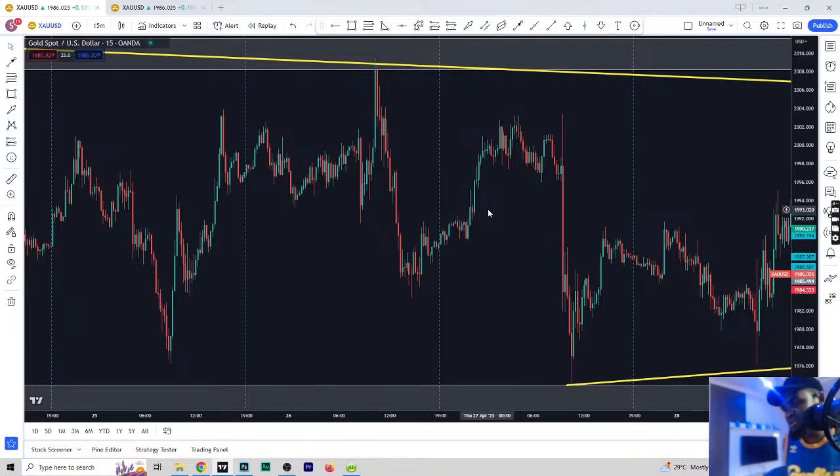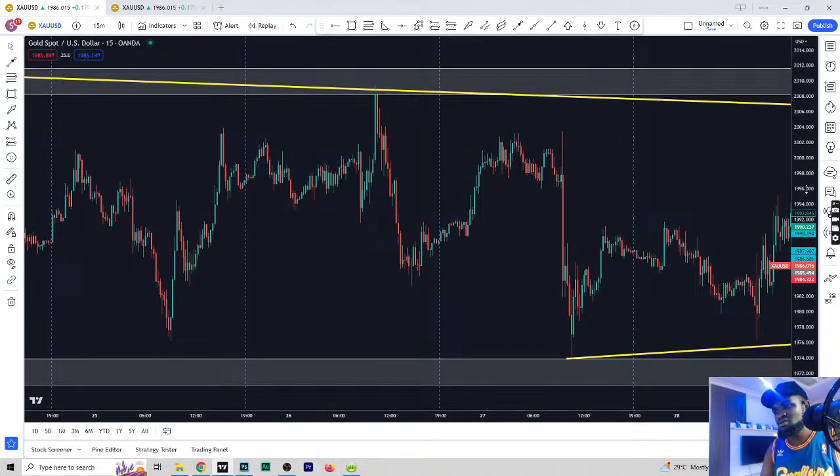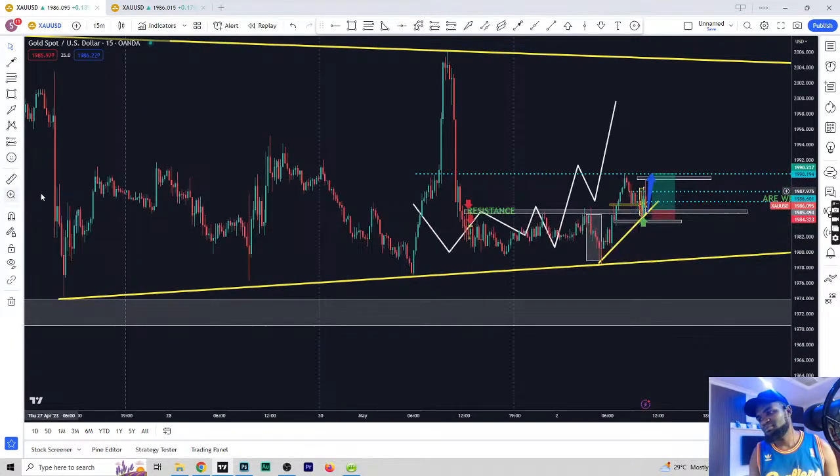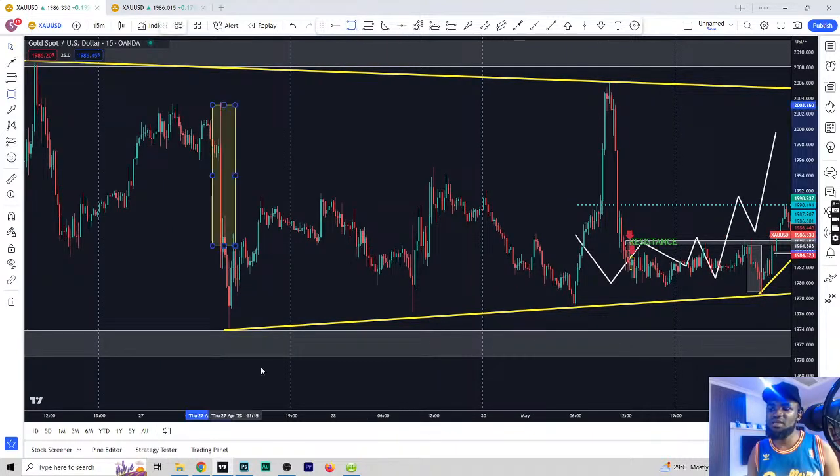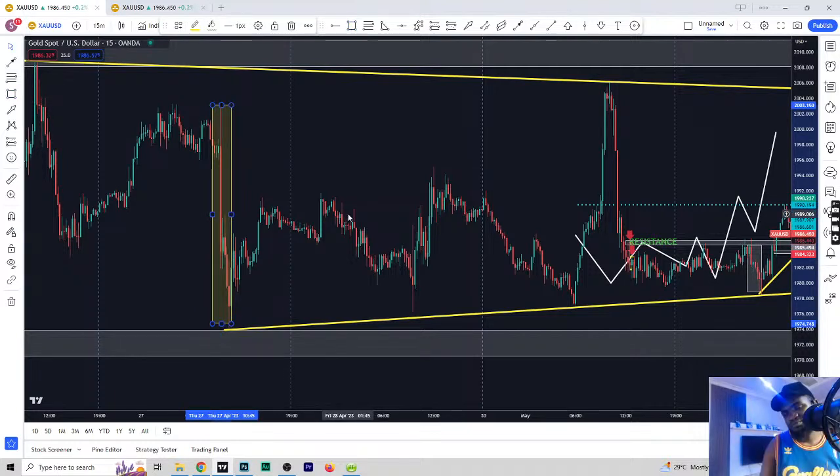A simple way to identify market manipulation is very simple. Very simple. And here is one way to identify market manipulation. For example, this is market induction.